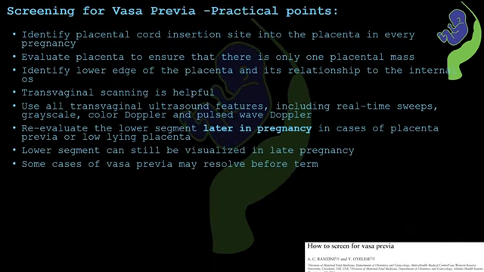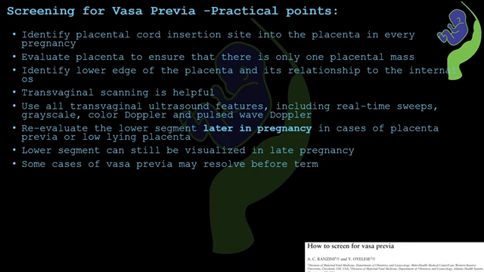Now let's discuss a few practical points and essential steps to follow when screening for vasa previa. First step is to identify the placental cord insertion site in every pregnancy. A velamentous or marginal insertion is the most significant finding in vasa previa, and careful tracing of the cord with color Doppler helps in the confirmation of its entry into the placenta.